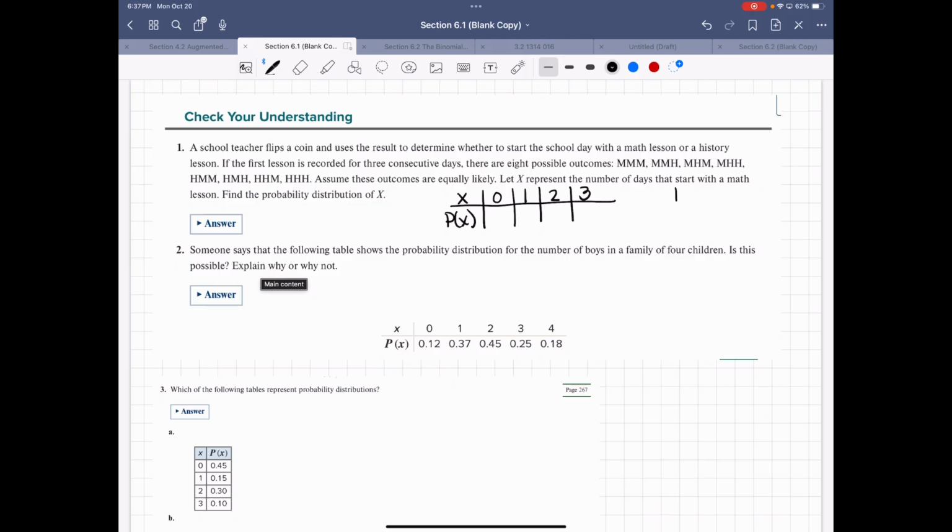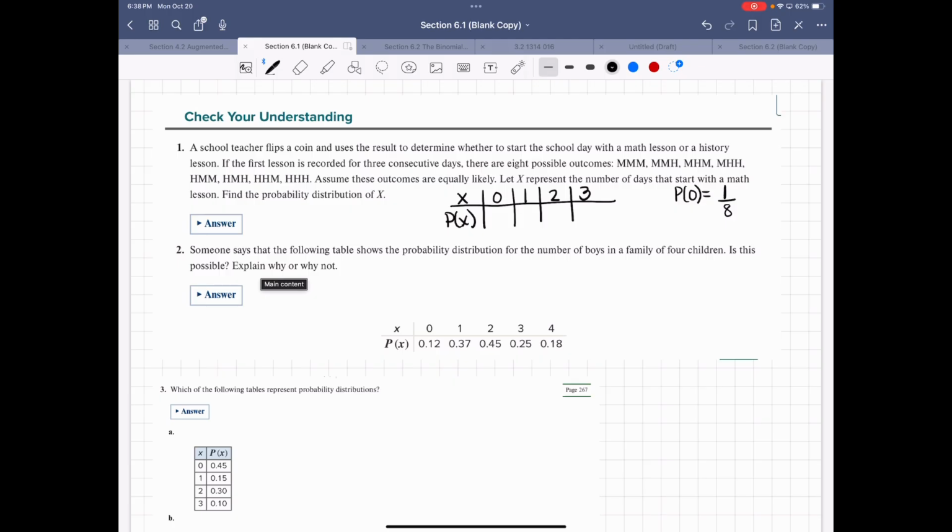So let's find P of 0. And we're going to write these in our chart in decimal form, okay? How many total outcomes are there first? 8. And they even tell you that because I think they realized when they were writing the problem, it was a little confusing. Okay, so out of those 8 outcomes, how many don't ever start with math? None of the 3 days start with math. I don't mean day 1 is not math. I mean, you don't see math in the outcome at all. 1, right? 1 of the outcomes.